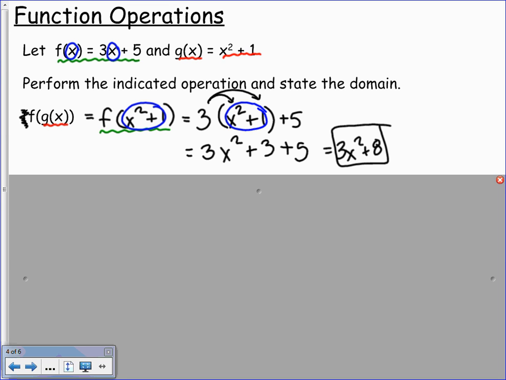Now, look at the domain here. What do you think the domain is of this function? Are there any rules about dividing or square rooting that I need to be worried about? No, I've got a square, which is different than a square root. So domain is x equals all real numbers.